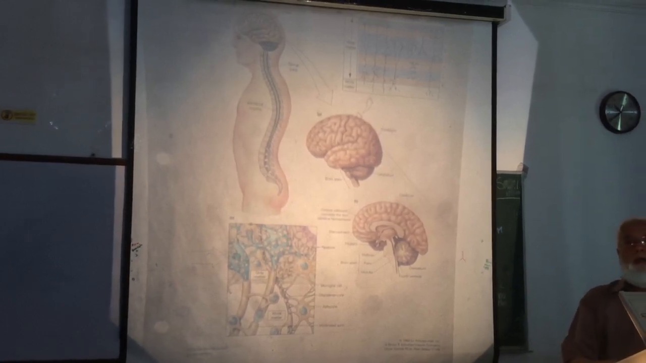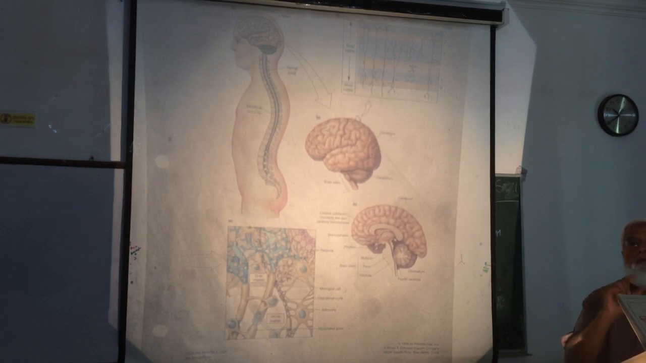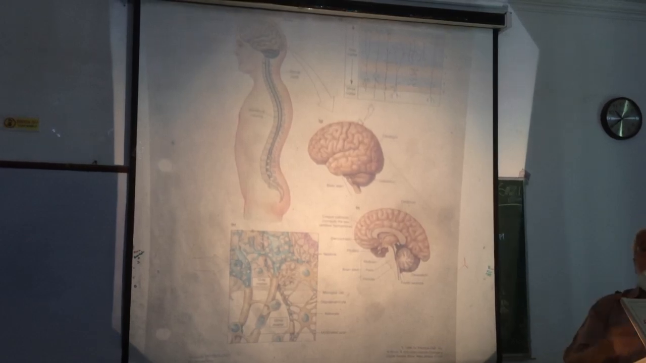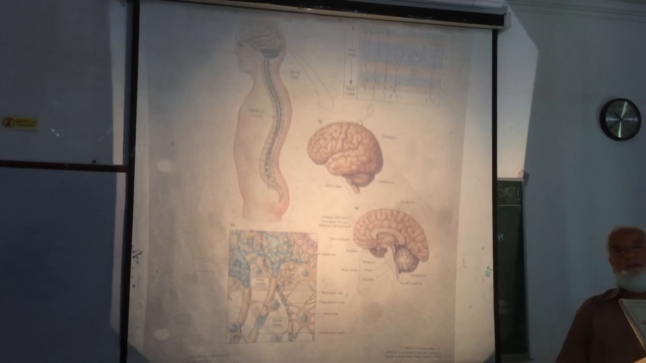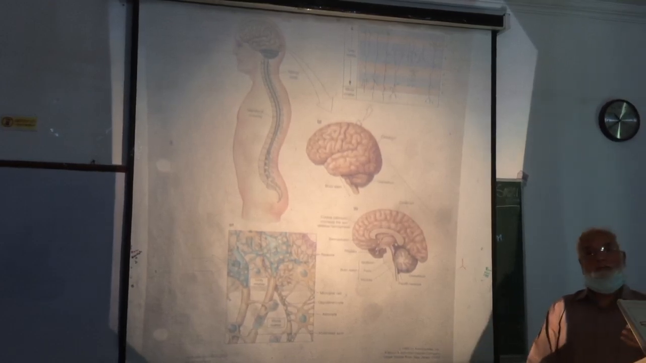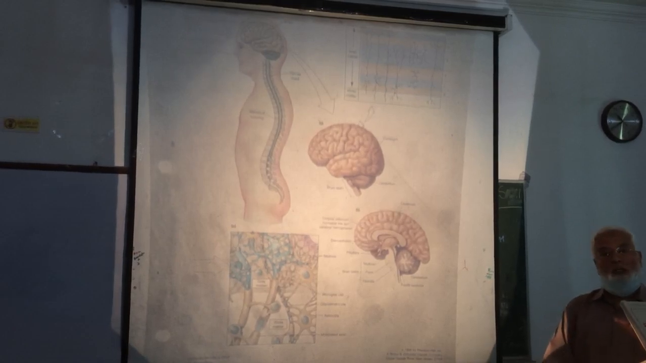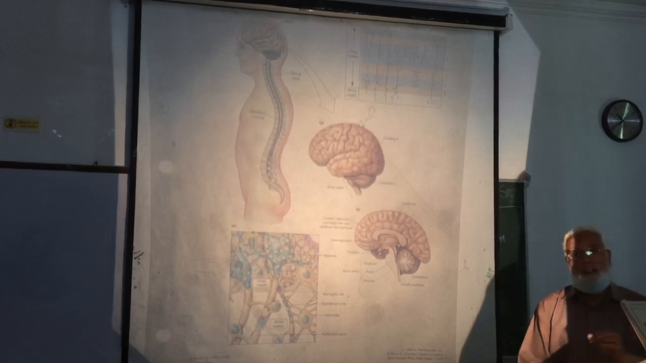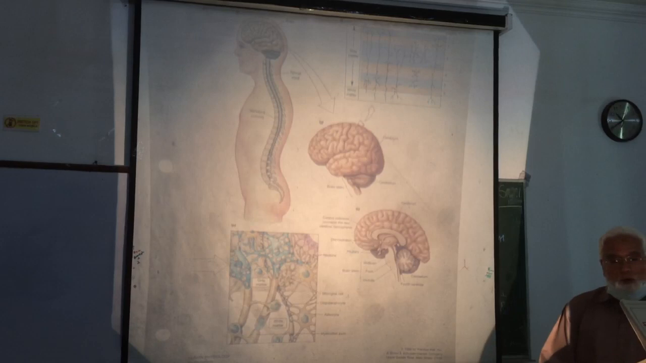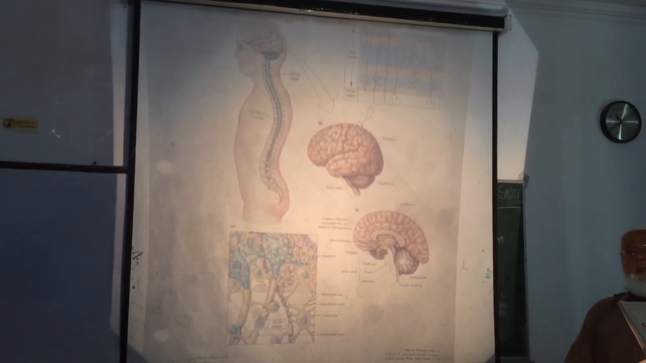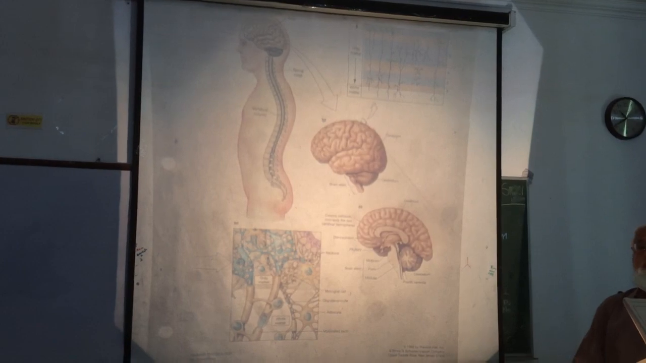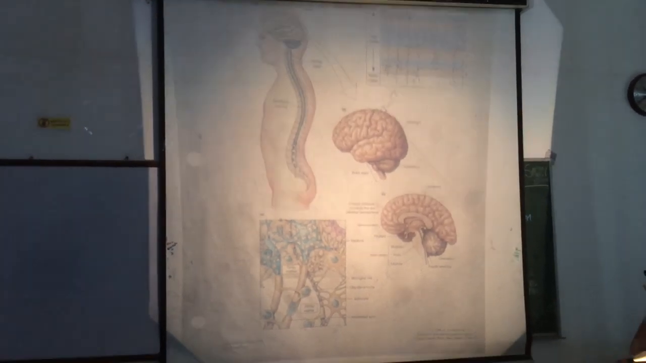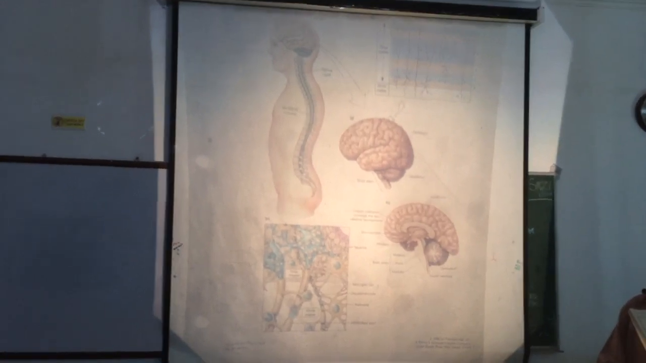In the midbrain, there is a small aqueduct, also called the cerebral aqueduct, or aqueduct of Sylvius, which connects the third ventricle with the fourth ventricle. Posterior to the aqueduct, the part of the midbrain is called the tectum.